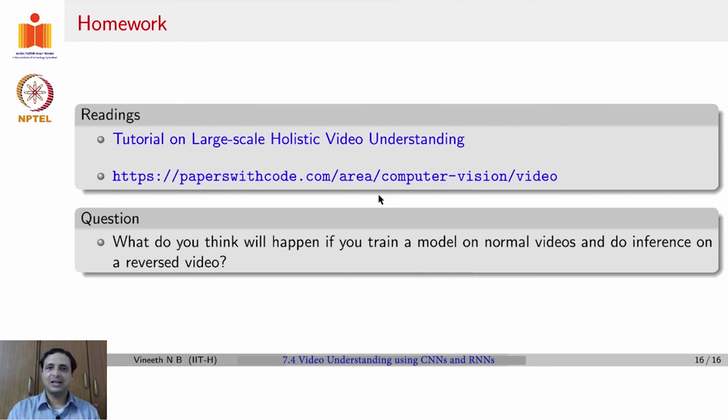We'll conclude the lectures for this week with a very interesting question, which is, what do you think will happen if you train a model on normal videos and now do inference at test time you give a reversed video? Would it work? Would it not work? Think about it, and we'll discuss this the next time.